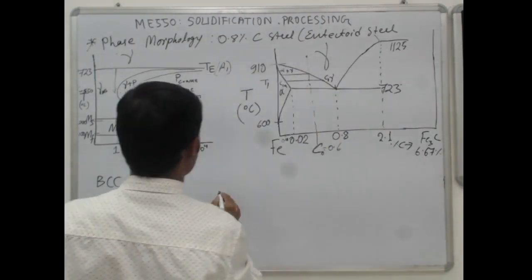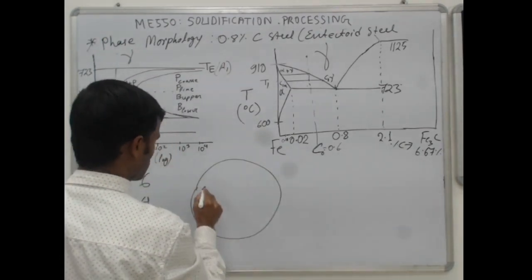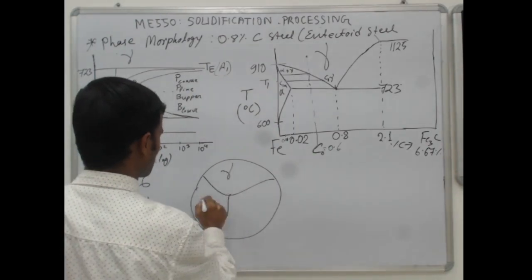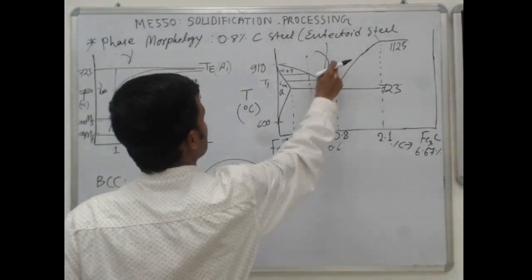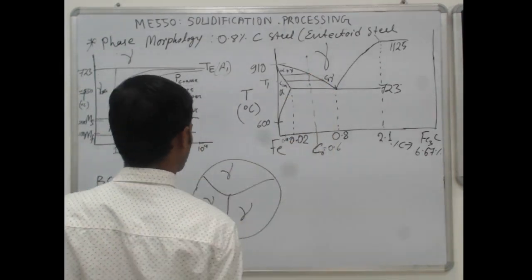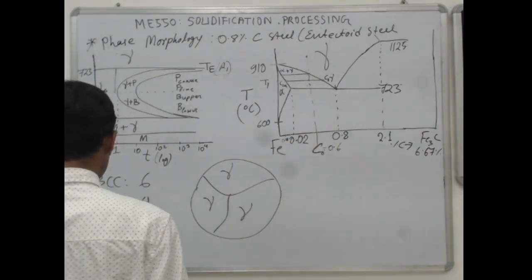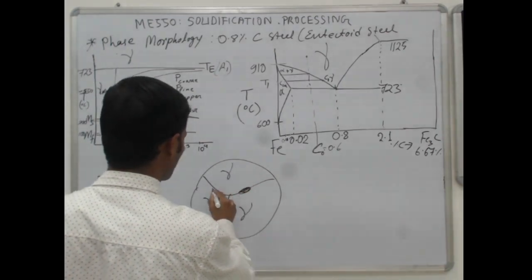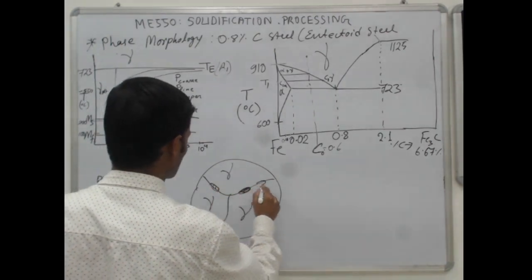So you have a material, say these are the grain boundaries, and everything is austenite. Here you come to this temperature, say T1, what will you get? You will get some alpha phase, generally at the grain boundaries.